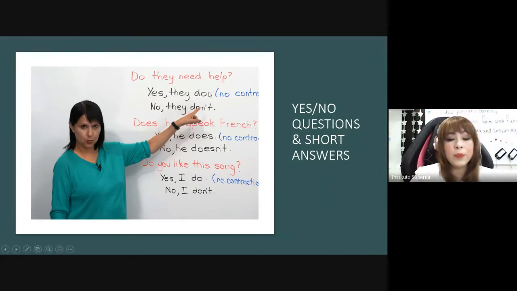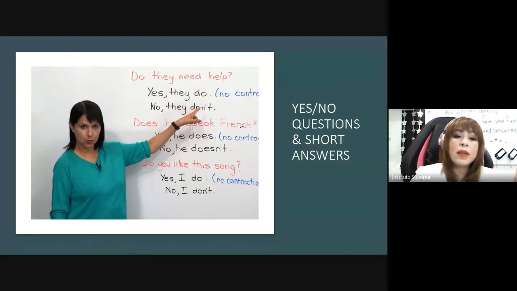Yes, they do. We use the same auxiliary to give the answer, okay? If the answer is affirmative, you say yes, they do. If the answer is negative, you say no, they don't. You repeat the negative twice. So do is the auxiliary in the question, do is the auxiliary in the short answer. You can use contractions in the negative, but you can't use contractions in the affirmative answer.